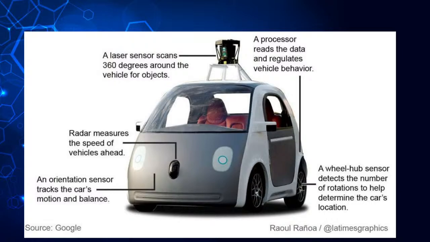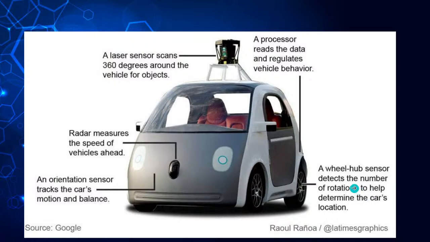An orientation sensor tracks the car's motion and balance. So there are orientation sensors, IMU sensors, used to see if the car is on a level road or a little slanting, or if the road is very bumpy. So all these can be detected using an orientation sensor.